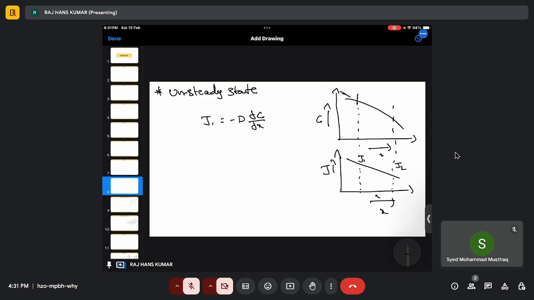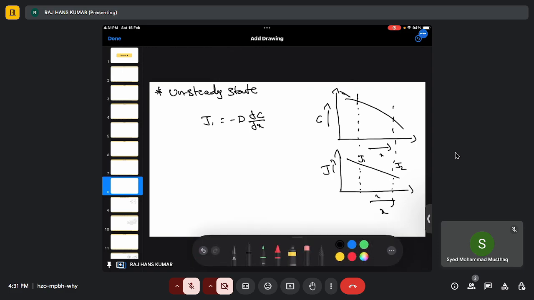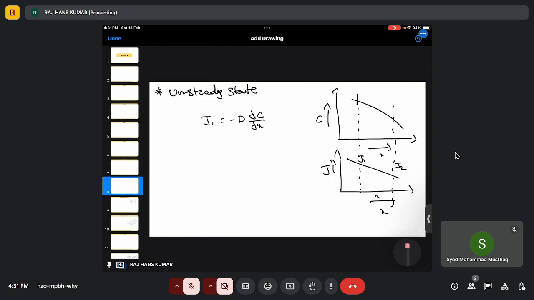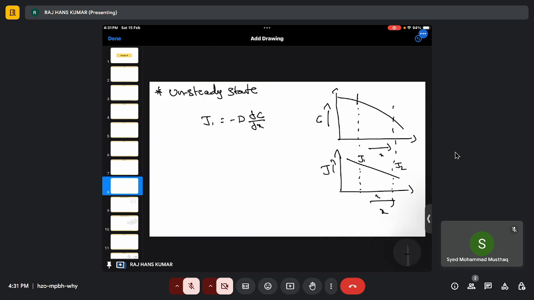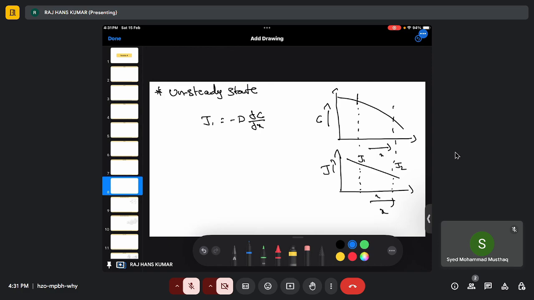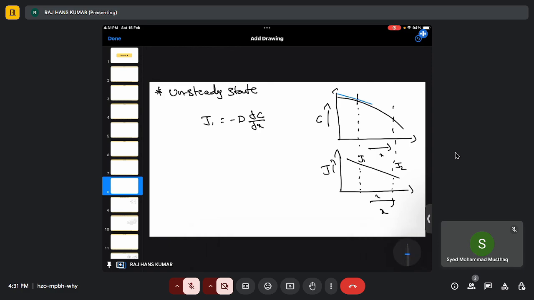Okay, let me erase this one. So at point 1 we have a slope like this. Let's assume that it touches. So J1 will have D dou c by dou x at that point. Now at point x2 I have another slope, right, with a different slope.